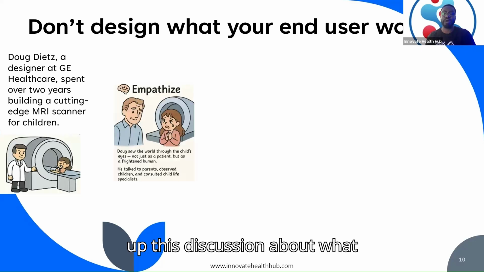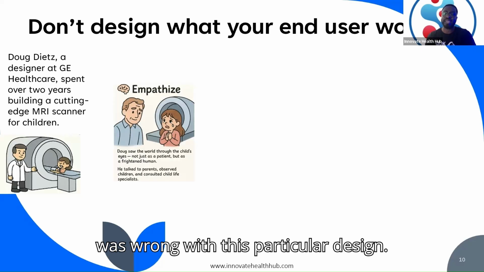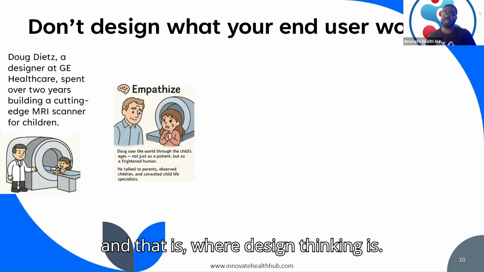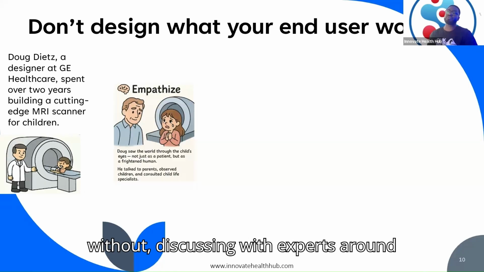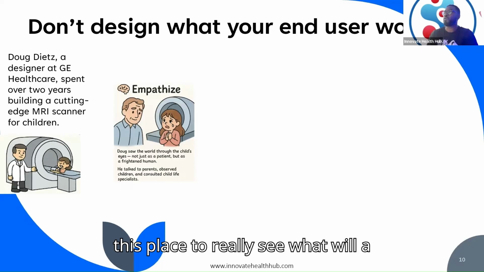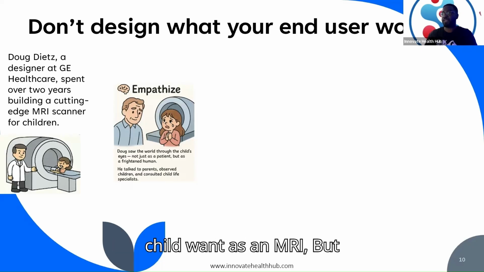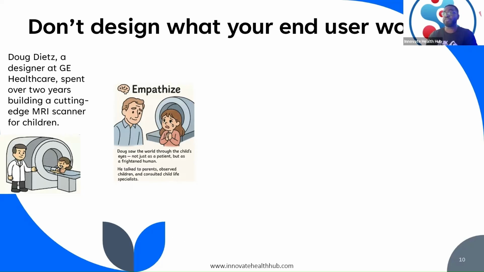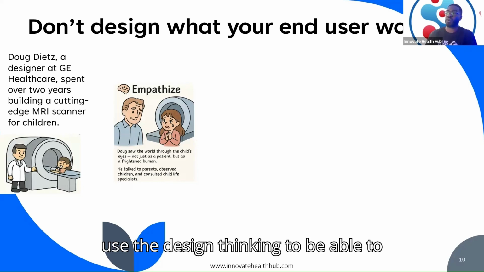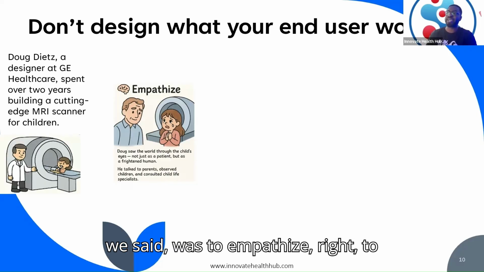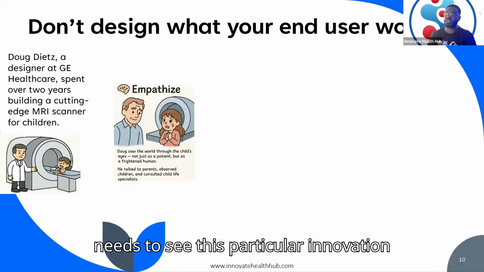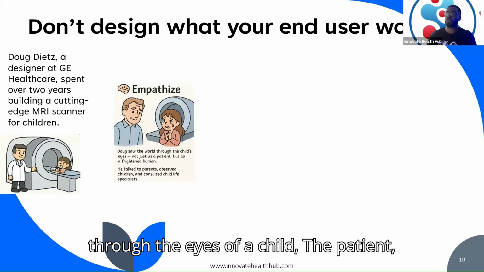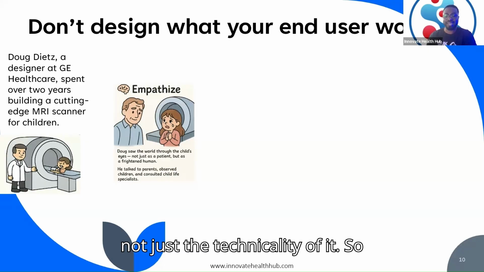And this brought up a discussion about what was wrong with this particular design. And that is where design thinking comes in. Could it have been that Dong designed this innovation without discussing with experts to see what a child would want in an MRI? However, when he noticed this issue, he had to use design thinking to solve it. The first thing he did, as we said, was to empathize, to discover what the problem is. And he needed to see this innovation through the eyes of a child, the patient, not just the technicality of it.